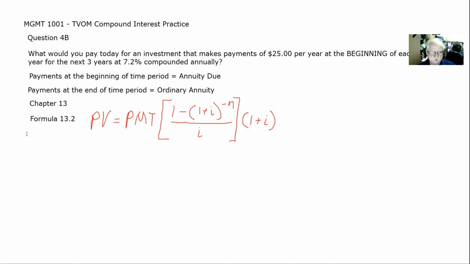So let's take a look at the numbers we're putting in here. What do we need to keep track of? They've given us the payment equals 25. They've told us the interest rate, I, equals 7.2%. And they've told us the number of compounding periods, in this case years, n equals 3. So let's plug those into this formula and see if we can make any sense out of it.